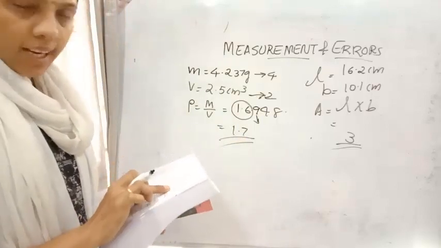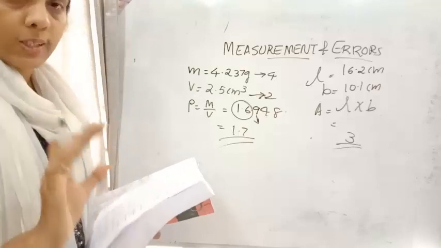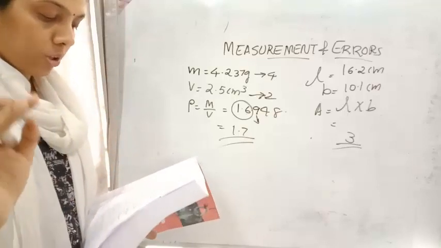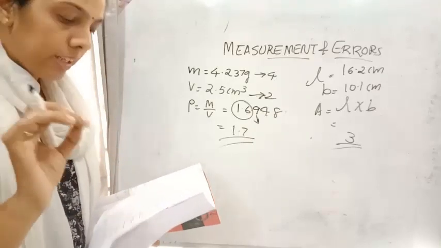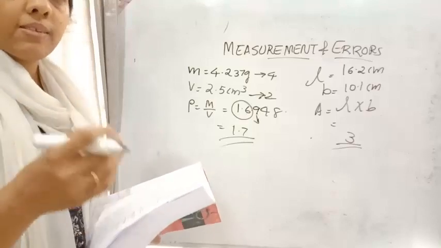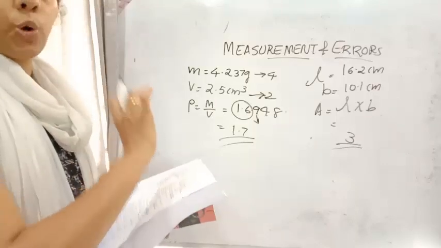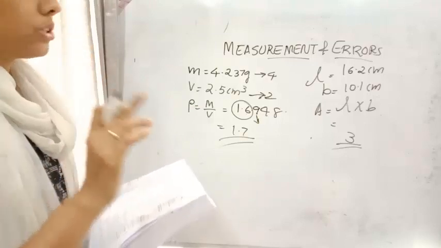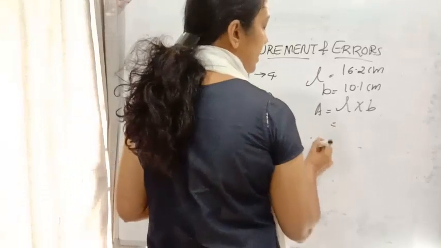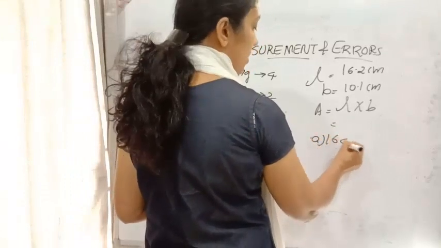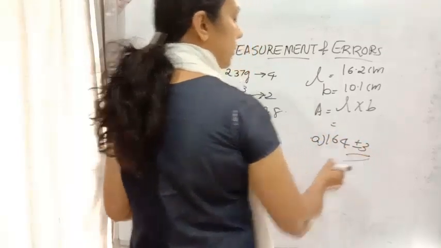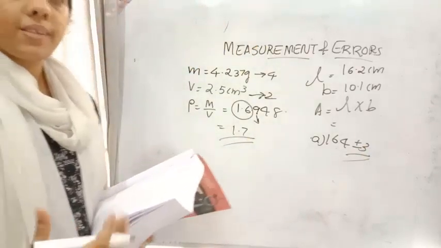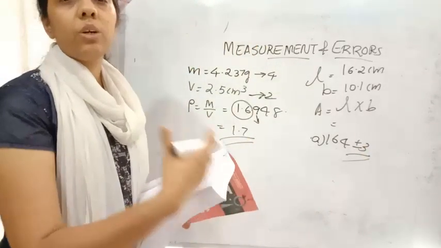So in the final answer, when you are looking at the choices, 164 plus or minus 3, 163.6 plus or minus 3. So when I am looking at the choices, I am getting only one answer in the 3 significant figures, that is 164 plus or minus 3. Suppose more than one is coming, we should know how to find out the error.